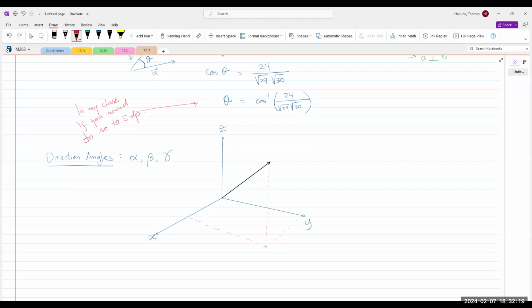Right? Okay, now angle alpha refers to the angle from the positive x-axis to that vector. This is angle alpha. So angle alpha is the angle formed by vector V, a vector, and the positive x-axis.